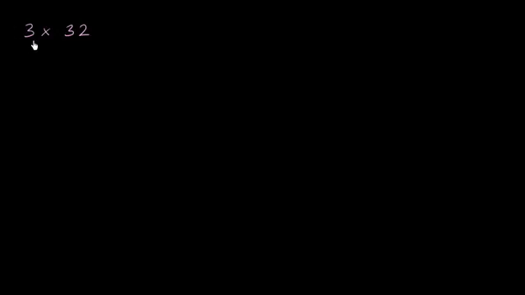Let's try to calculate 3 times 32. And I like to rewrite it, and this is one way of doing it. I like to rewrite it where I have the larger number on top. So in this case, it's 32. And I write the smaller number right below it.